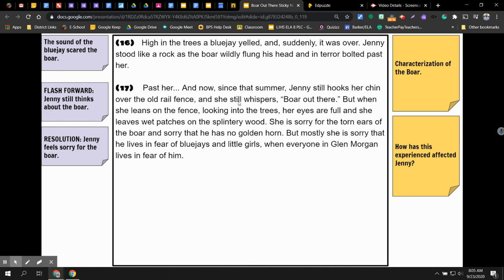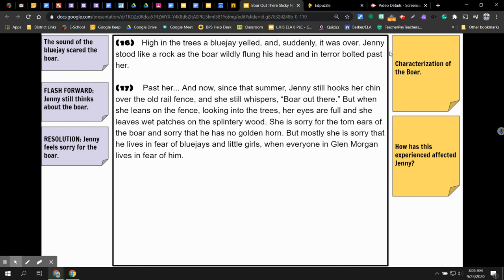All right, the last passage. So high in the trees, a blue jay yelled, and suddenly it was over. Jenny stood like a rock as the boar wildly flung his head and terror bolted past her. So we said over here in our purple stickies that the sound of the blue jay scared the boar.